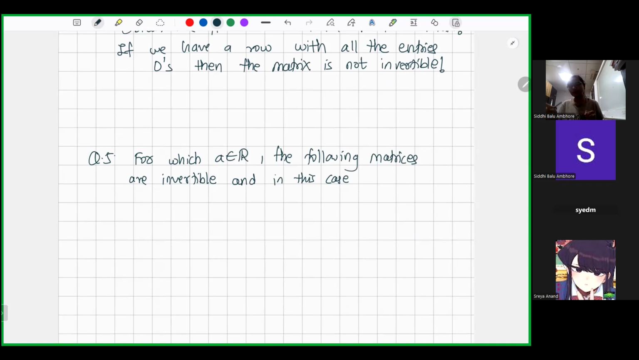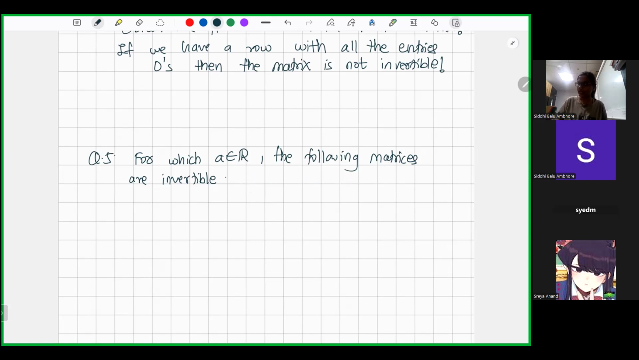Similarly, in the case of a non-homogeneous system, the system will have a unique solution if the matrix is invertible. But if the matrix is not invertible, then there are two possibilities: it might not have a solution, and so on. So there were three cases. Okay, leave that behind. We are here for which A in R the following matrices are invertible.